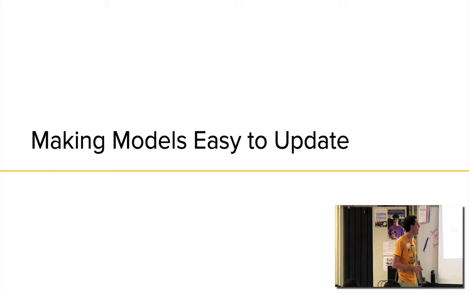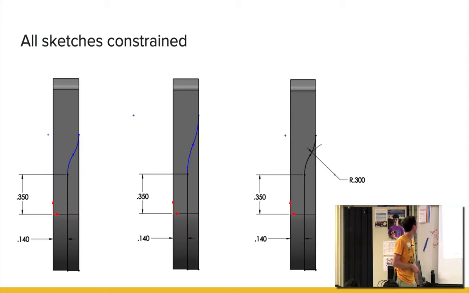So I guess it's related to the previous topic, but a little bit different. One of them, you should hopefully have all been exposed to this, is that you want to make sure that the sketch is fully constrained. So in here, we have a sketch. How do you know if it's fully constrained? Well, you know it's fully constrained if you don't have any blue lines. So here we have some blue lines.